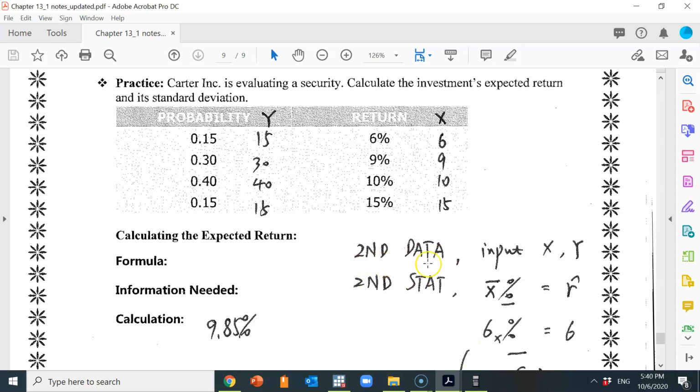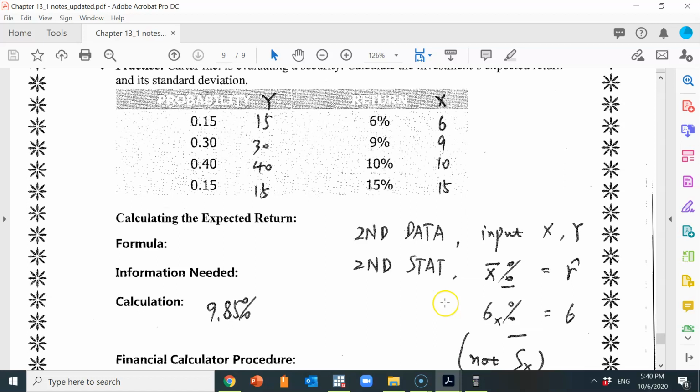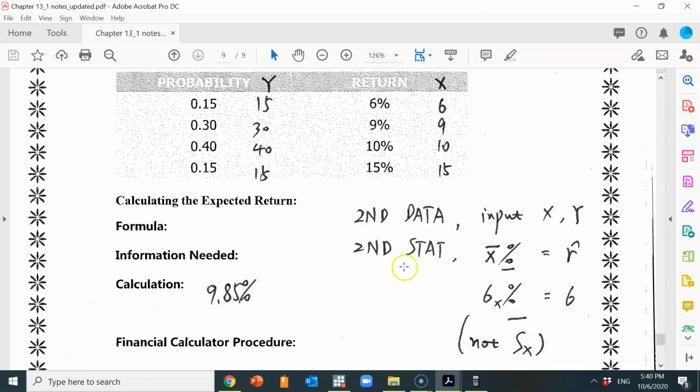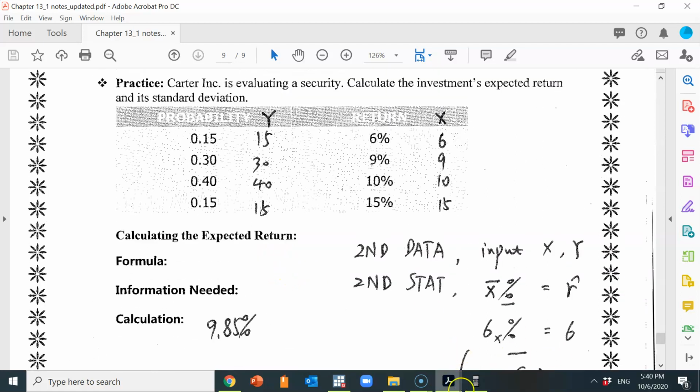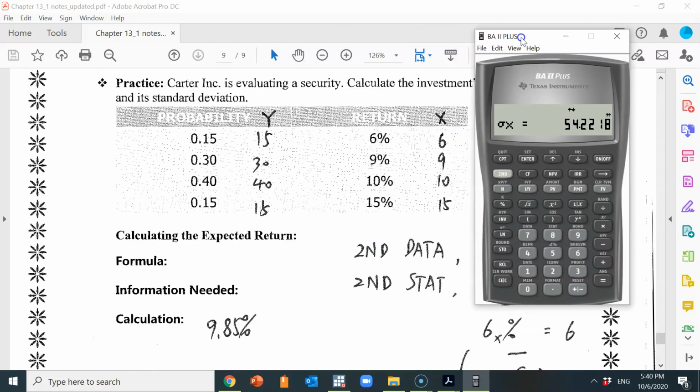And we go to second data, input these X and Y's, and we go to second stats. Down button, we make sure N is 100, and then X bar should be the expected return. Okay, if we add back the percentage sign, that's gonna be 9.85%. Sigma X should be the standard deviation, and we should add back the percentage sign, and it's gonna be 2.54%. Okay, so let me show you on the calculator here.